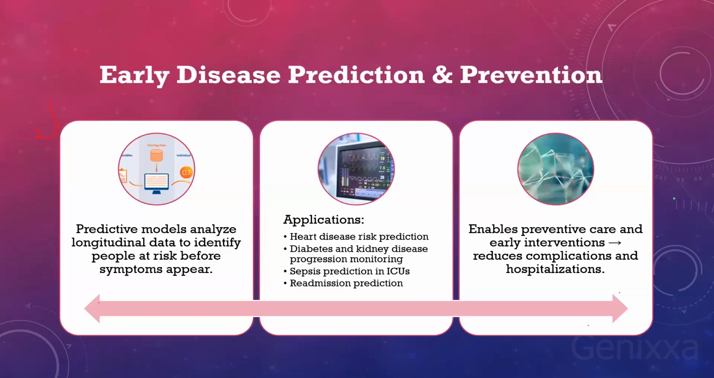Similarly, these technologies can assist us in early disease prediction and prevention as well, because there are plenty of predictive models available in the AI domain that can analyze longitudinal data for identifying people who are at risk for certain chronic diseases. Like we can utilize this for heart disease risk prediction, or for checking the progression of kidney disease or diabetes. Similarly, for sepsis prediction in ICUs, and readmission prediction of certain patients who may be discharged from the ward or from the ICU, etc. So all these things we can easily predict by using AI-based applications.